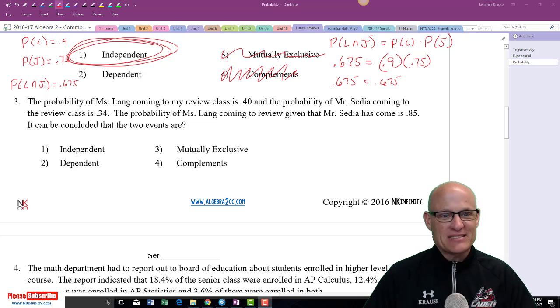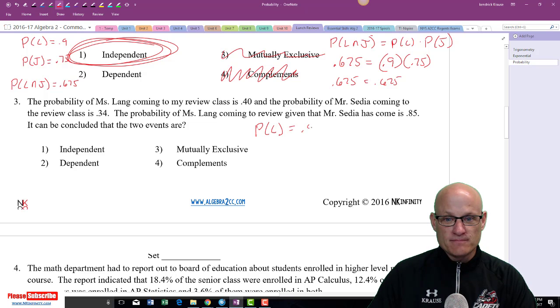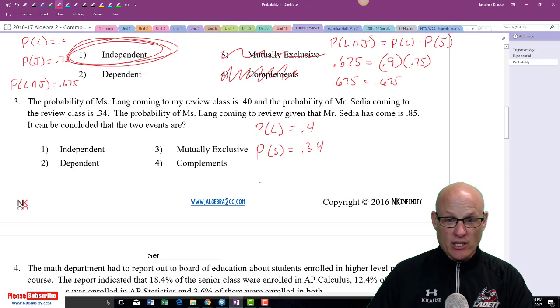Anyway, the probability of Miss Lang coming to my review class is 0.4. So the probability of Lang is equal to 0.4. The probability of Mr. Cedia coming to review class is 0.34. The probability of Miss Lang coming to review class, given that Mr. Cedia has come, is 0.85.